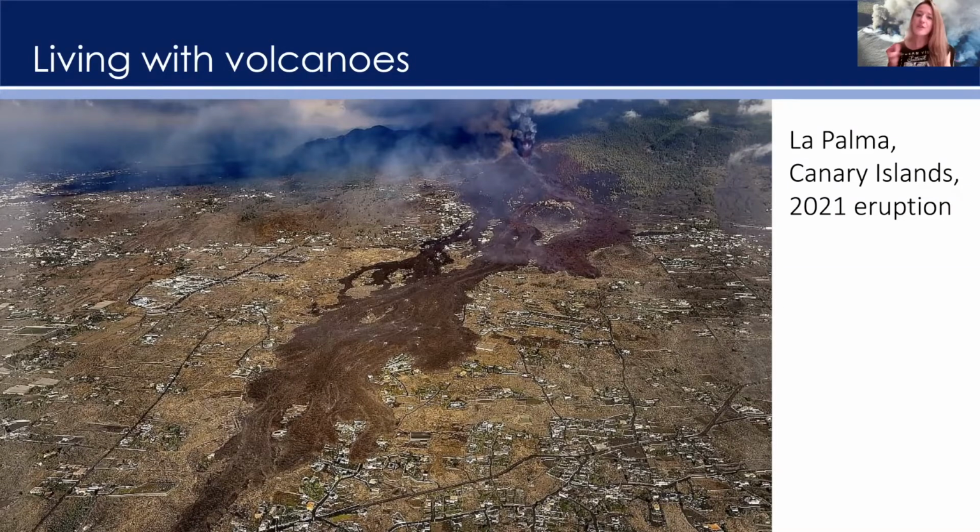So just 2 examples of very explosive and then less explosive, but still no less hazardous volcanoes, to put into context why it's important to be understanding these natural hazards. Right, next slide, please.